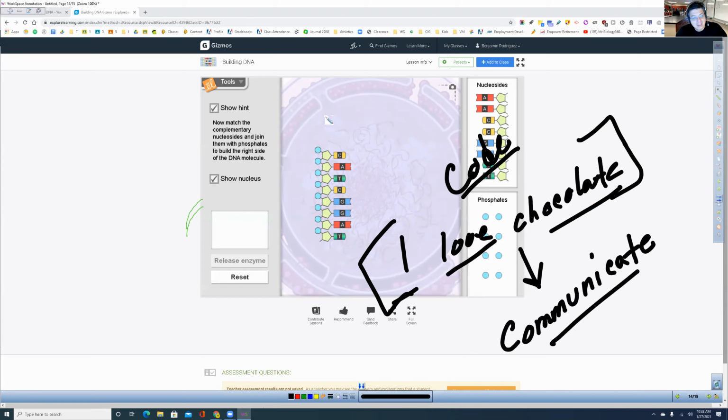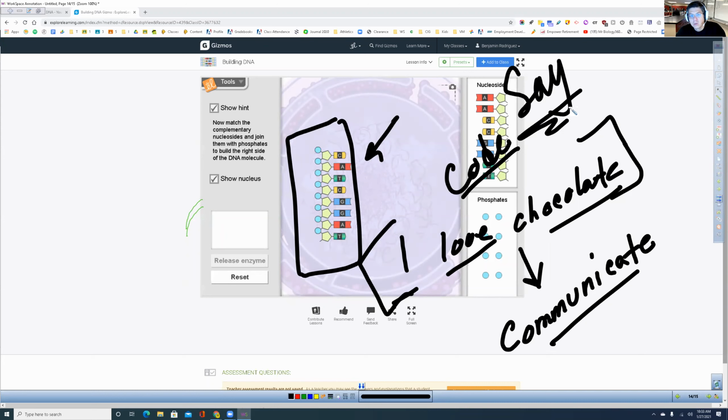Okay, and so this right here is the same thing. The order of these nucleotides is gonna depend on what you wanna say, right? What do you want the code to be? What do you want the code to say? You understand? So this right here, the order of these nucleotides is the code. All right, and so we're gonna talk about that.